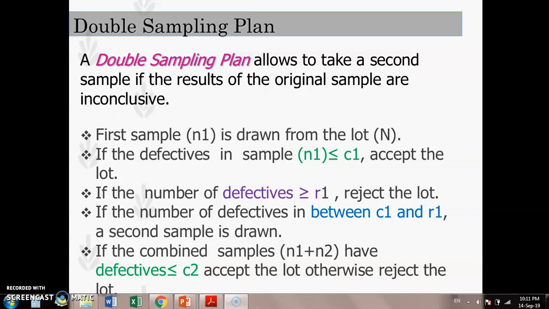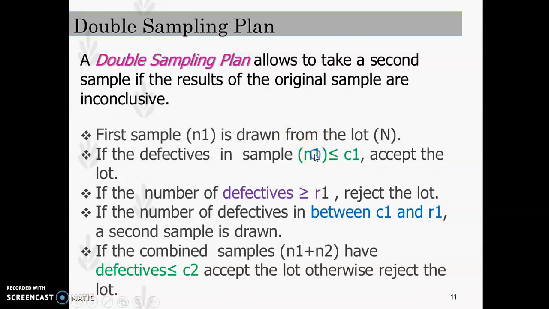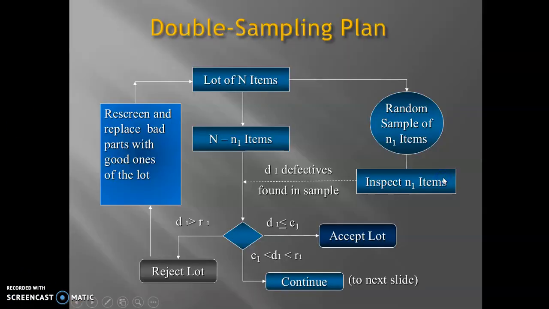In the double sampling plan, if the combined sample N1 and N2 has defectives less than C2, accept the lot. Otherwise, reject the lot. I think this flowchart will make it easier to understand.